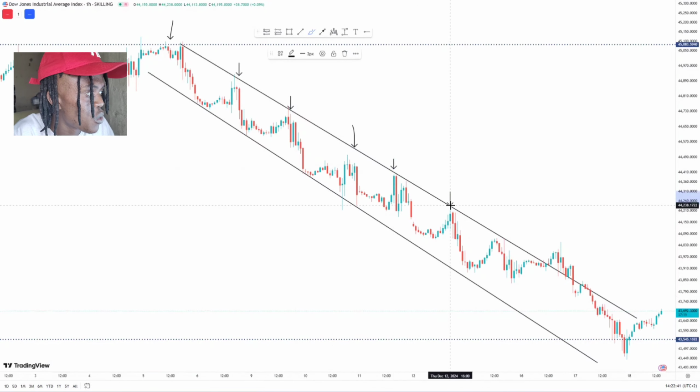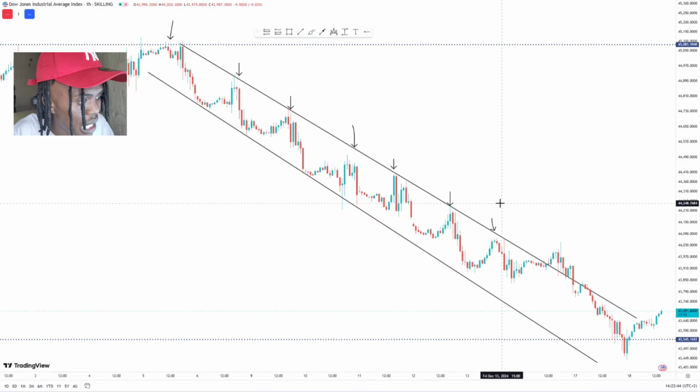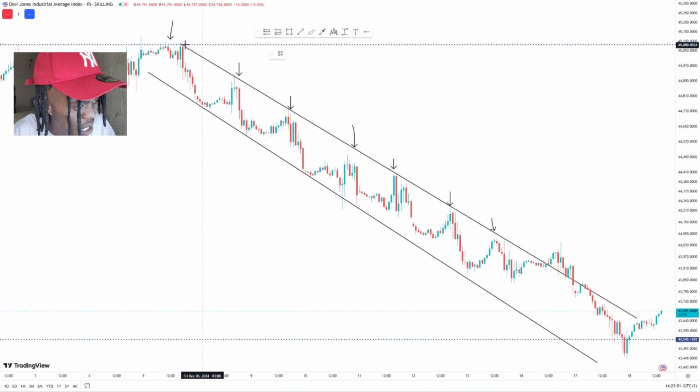Now that we understand that price is having a bearish channel, how can we capitalize on it? We can clearly see that price has printed out our descending channel, our bearish channel. But how can we capitalize when price is in a bearish channel? I'm going to show you guys the secret. So it all starts here.